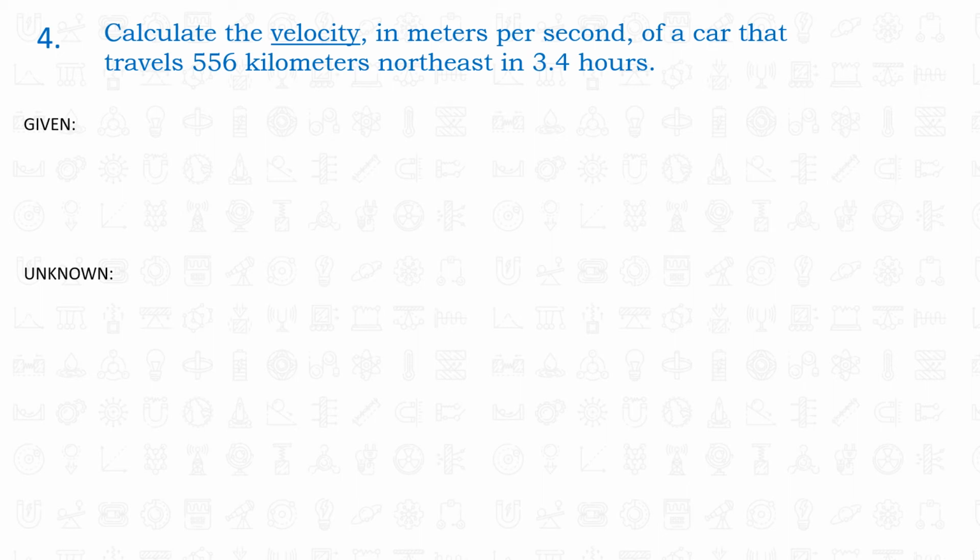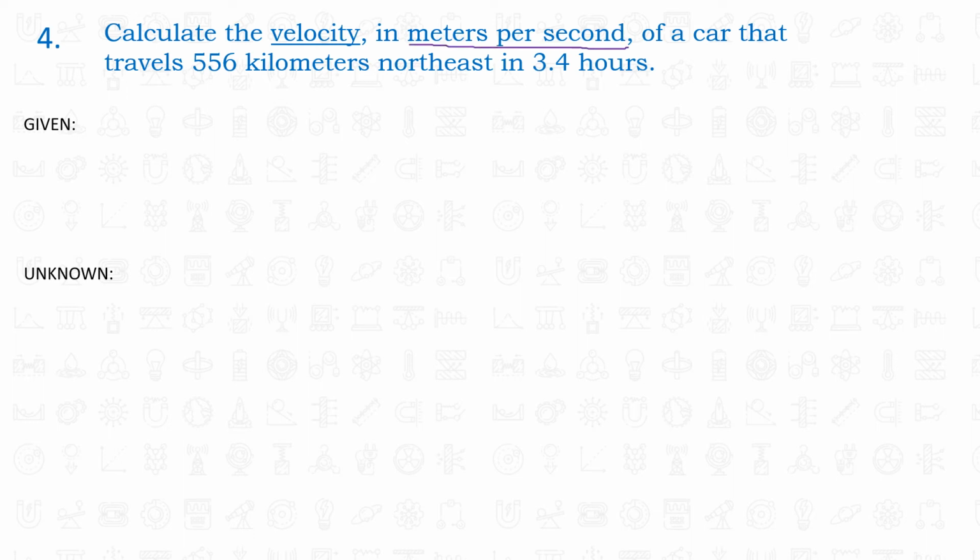So 4, this is different. You should already notice that we're talking about velocity in this case. So velocity is different from speed because velocity is a vector, so it not only needs a magnitude, but it also needs a direction. So keep that in mind. So if we read this, calculate the velocity in meters per second. So it tells us we need to go into meters per second.